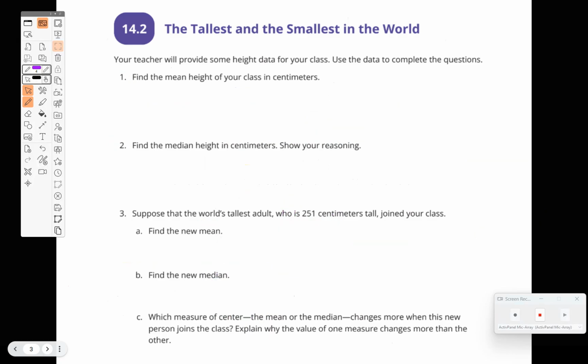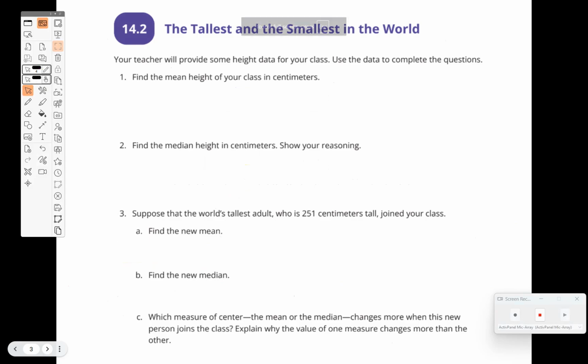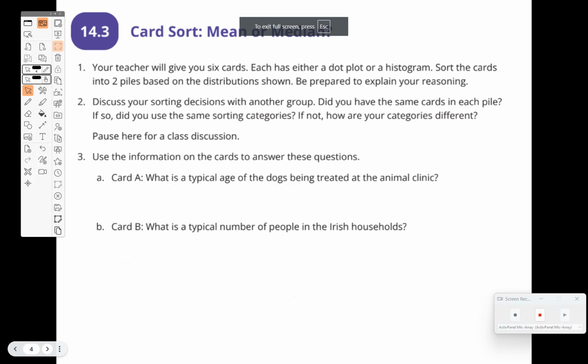Christopher? No. You're going to want to sit at a table with your group.